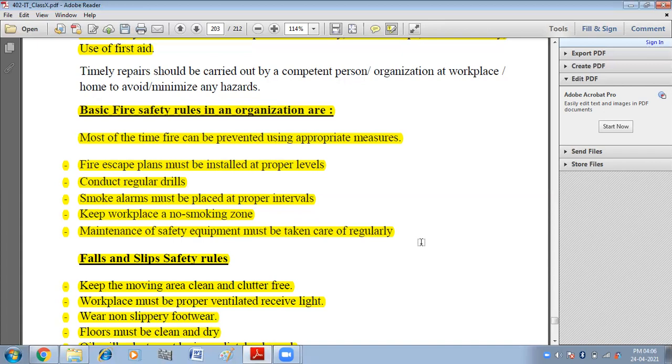Keep workplace a no smoking zone. So your workplace should be a no smoking zone. Maintenance of safety equipment must be taken care of regularly, right? So these are some basic fire safety rules in an organization. So if because of some reason fire erupts, what are the different measures that we can take, right?